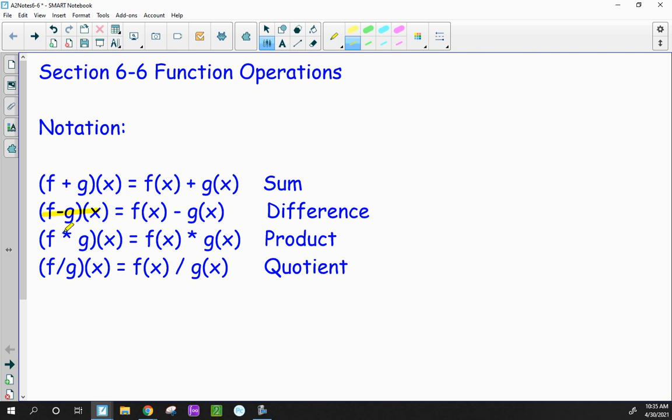When you see f times g of x, you're going to use the f function and multiply that by the g function. That's going to be the product. And if you see f divided by g of x, you can write it as f of x divided by g of x to find the quotient. Just be careful on this part because whatever comes first in the notation will go on top and be the numerator of your division problem.